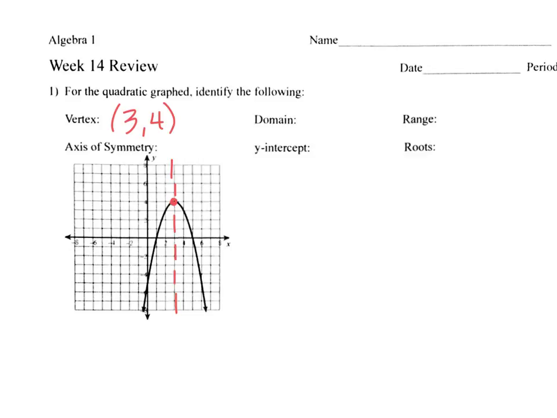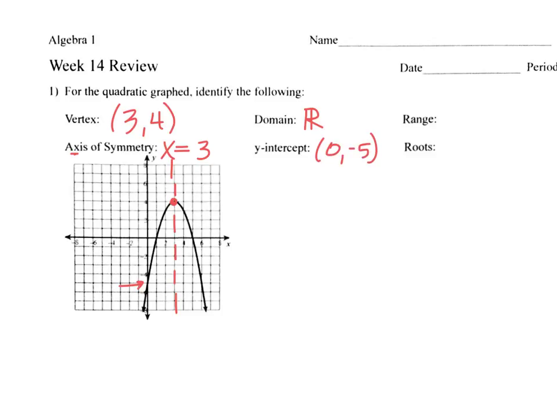You can look two places. Either you can draw that or you can just use the x part of the vertex. Remember, axis is x, so that's x equals 3. Domain is always going to be all real numbers. Y-intercept is where we're crossing the y-axis, so I'm going to look, and that's going to be right here at -5. Make sure you name it as an ordered pair, so that's 0, -5.